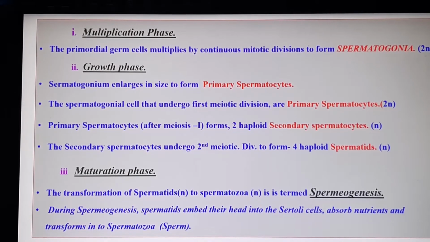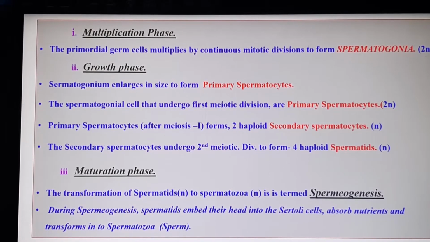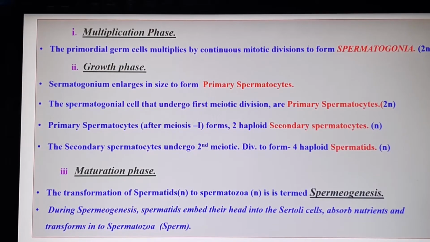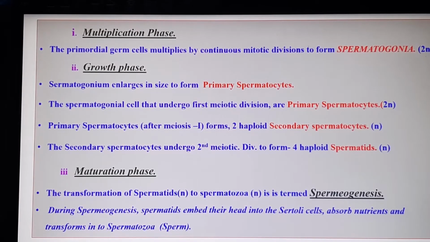Now, the primary spermatocytes after meiosis 1 divide into two, and form two haploid secondary spermatocytes with a haploid number of chromosomes. Then the secondary spermatocytes undergo the second meiotic division to form four haploid spermatids. So all these events take place in the growth phase. And the third one is the maturation phase.